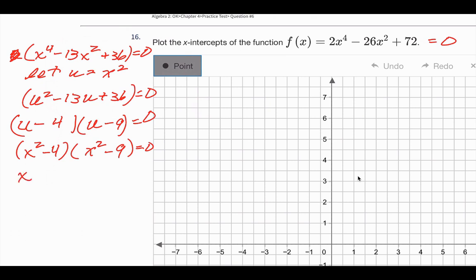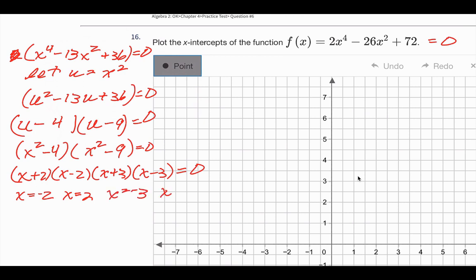So that would be x plus 2, x minus 2, x plus 3, x minus 3. And again, all of those equal to 0. So by the zero product property, we'll have x is equal to negative 2, x is equal to positive 2, x is equal to negative 3, x is equal to positive 3. And again, those are the things you're going to put on the x-axis because those are our x-intercepts.